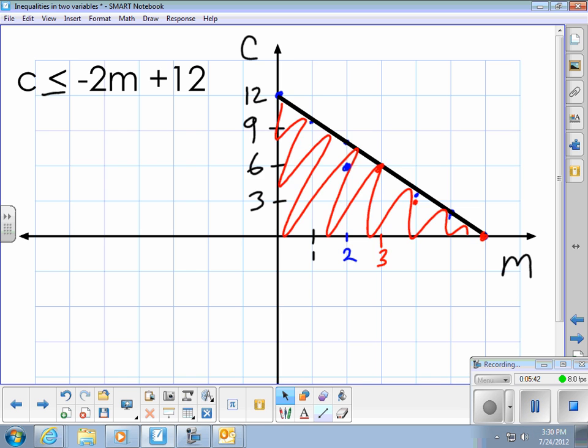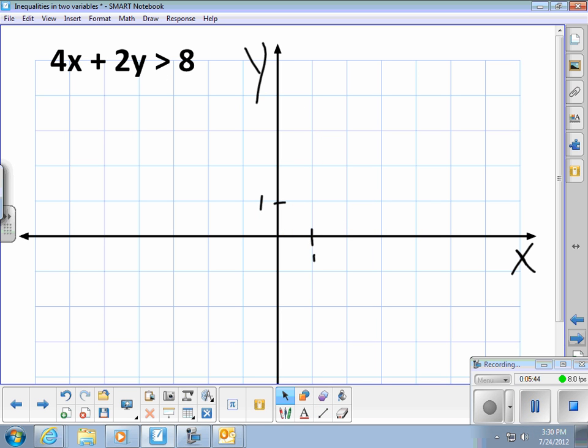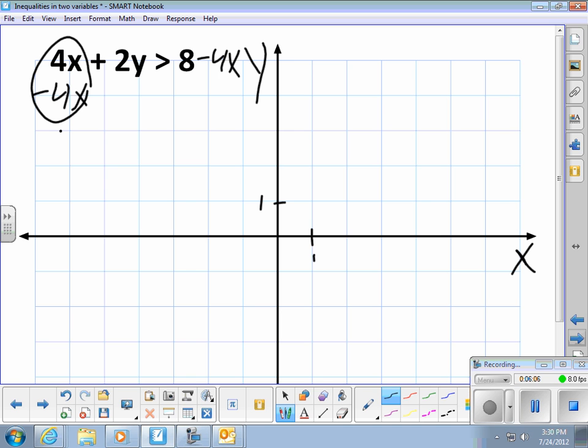Well, that's a specific one. What if we had just some generic inequality that we needed to graph? First of all, we want to get the y all by itself because we are used to graphing y equals mx plus b. So let's subtract the 4x from each side. So 2y is greater than 8 minus 4x.